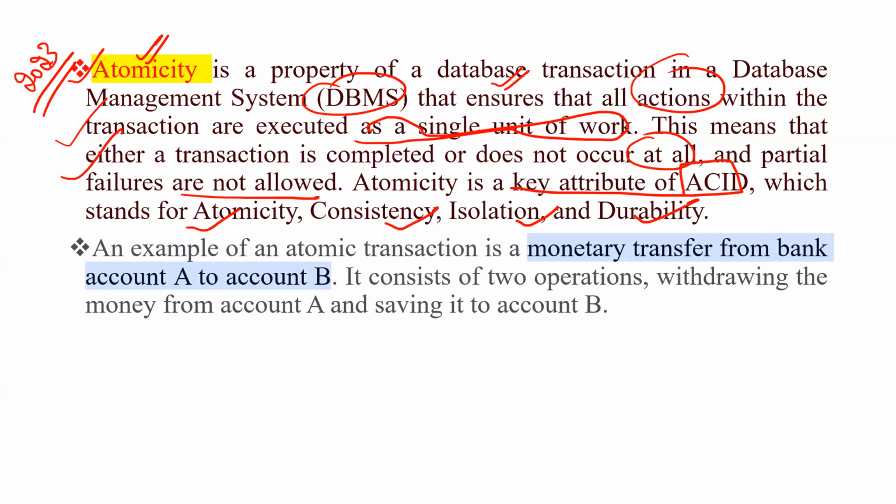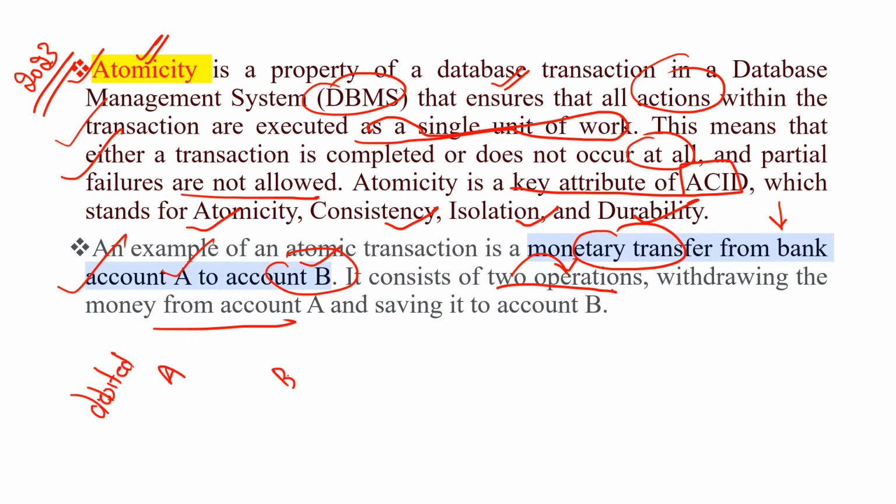So here I will discuss one example related to that. An example of an atomic transaction is a monetary transfer from bank account A to bank account B. It consists of two operations. First of all, we have to transfer the amount from A to B. So account A is to be debited, account B is to be credited. So it consists of two operations: withdrawing the amount from account A, that is, A is debited, and B is to be credited, saving it into B. Okay, so this is the process here.